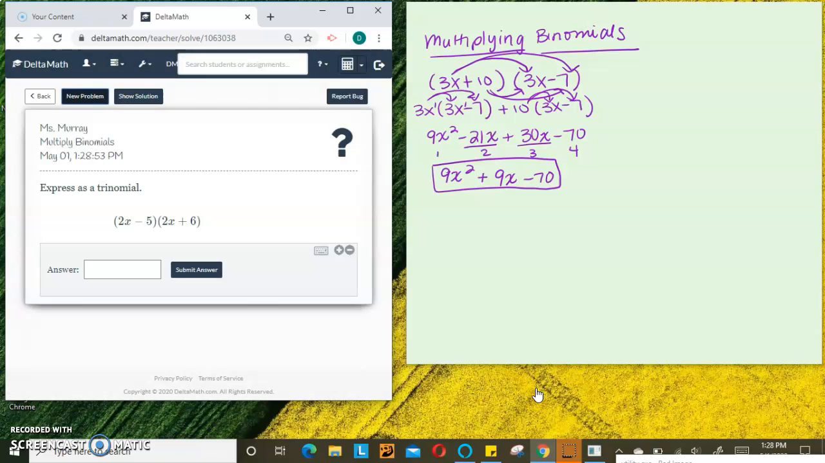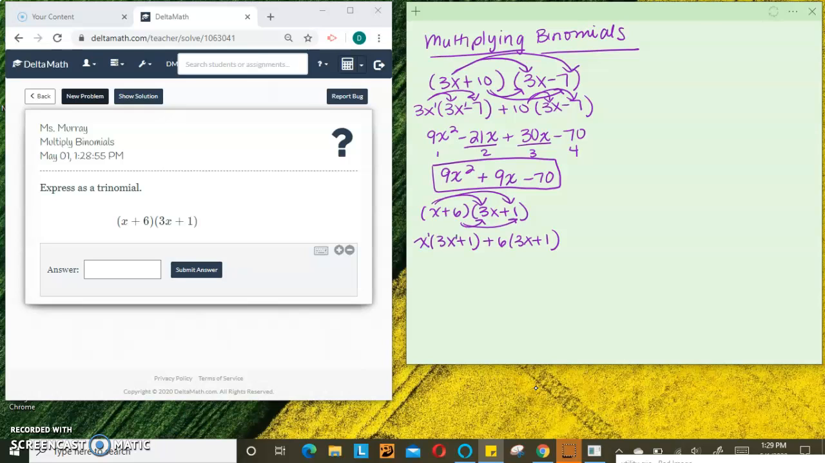Let's do something a little bit different. Okay, so let's try x plus 6 times 3x plus 1. I'm going to make sure the first term in my first parenthesis gets multiplied by both terms in my second parenthesis. So x times 3x plus 1, and then 6 times 3x plus 1. So I've changed it into just a distributing problem.